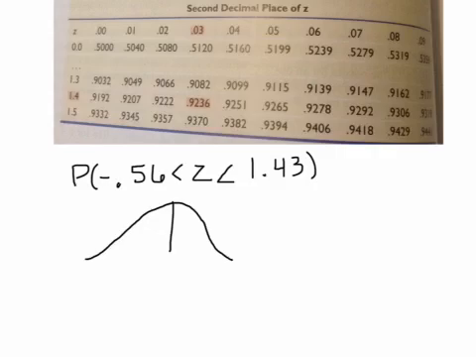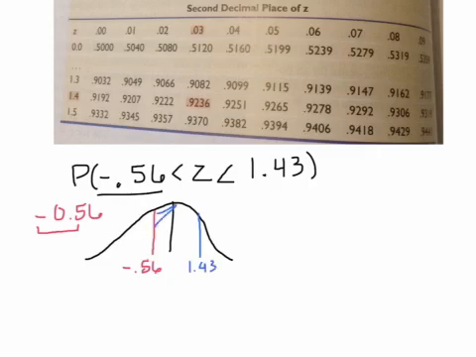All right, this next one, we want to find what percentile is in between these two numbers. The first one is less than negative 0.56. On the left, you look for negative 0.5, and on the top for 0.06. So I want to know between negative 0.56 and 1.43 standard deviations, which would be right here. I want to know this information right here.